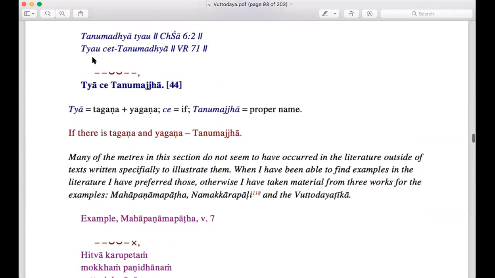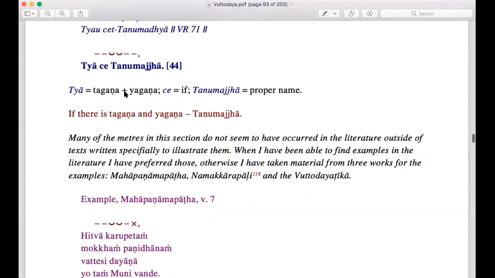So let's check it against those rules. Tya is heavy, right? Che, heavy syllable. Ta, light syllable. Heavy, heavy, light. This is Tagana. Then Nu, light, Maj, heavy, Jha, heavy. Light, heavy, heavy is Yagana, right? So Tagana and Yagana are there in this line. You have to repeat this 4 times: Tagana, Yagana, Tagana, Yagana, Tagana, Yagana. The other 3 lines should be there. Then it is called the Tanumajja verse.